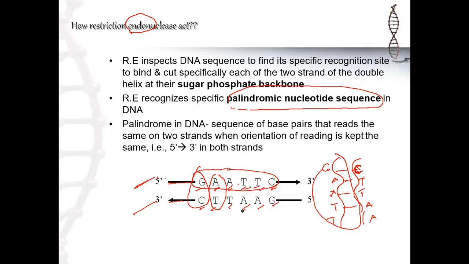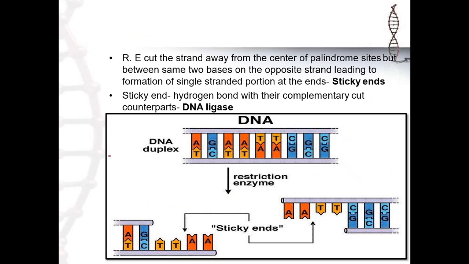Ito palang single strand ng DNA must always have an equivalent complement strand of DNA. Mag-partner sila, but yung partner nila is based on pairing of guanine, cytosine, adenine, thymine. So, ganun po yun. So, this is the palindromic sequence. Okay. The restriction enzyme cuts the strand away from the center. Okay?